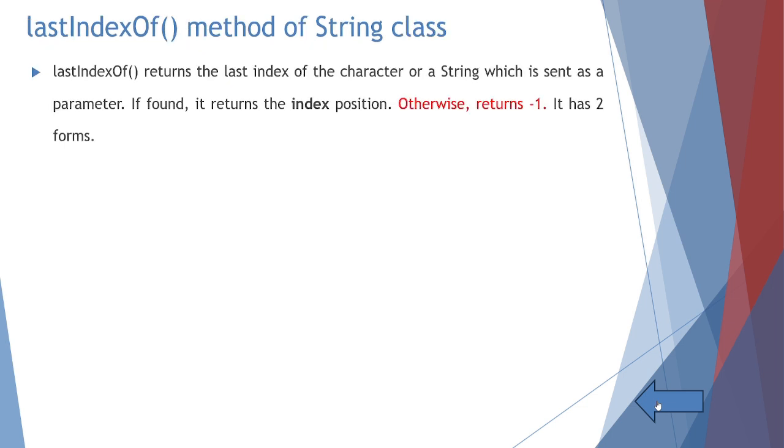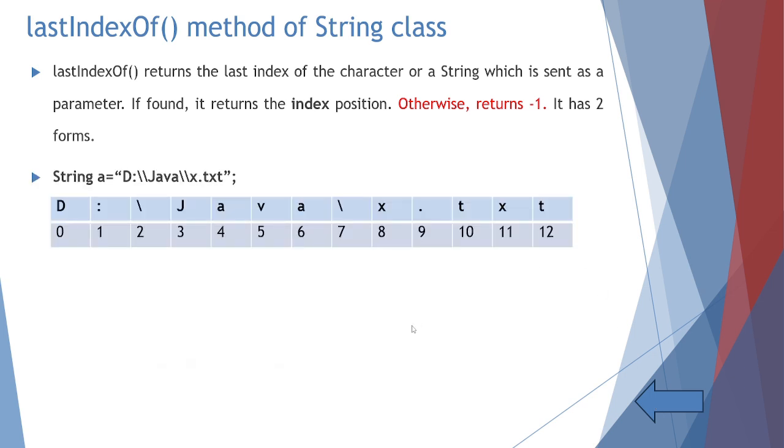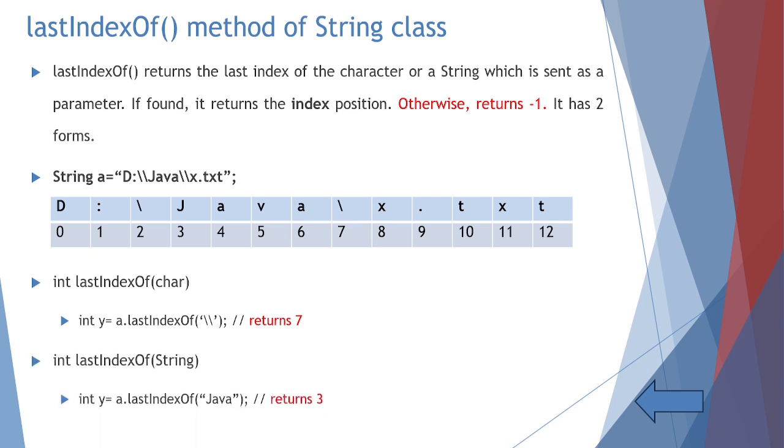Then lastIndexOf returns the last index of the character or a string which is sent as a parameter. If it finds it, it returns the index, otherwise it returns -1. It has two forms, and this is the text. lastIndexOf char: so some int y is equal to a dot lastIndexOf backslash in single quotes. Last index means the character is searched from the back side, and the index is always 7 only. That is, it will not return 2. lastIndexOf always returns the last occurrence. Then similarly for the string Java, lastIndexOf, there is only one Java present, so it returns 3.